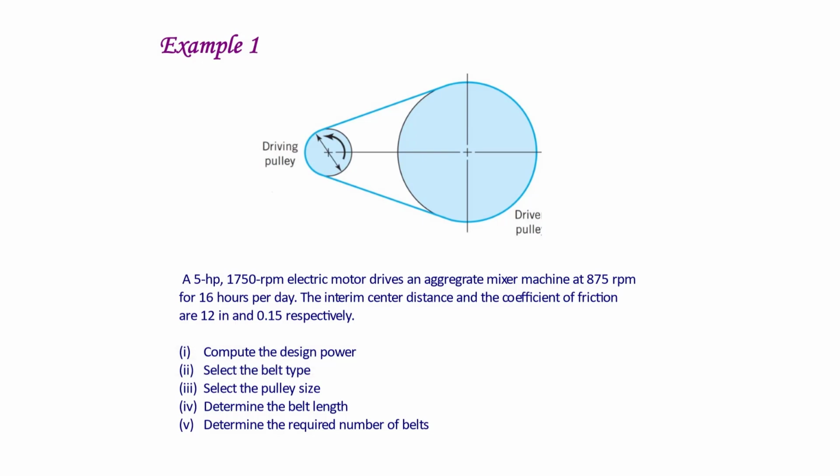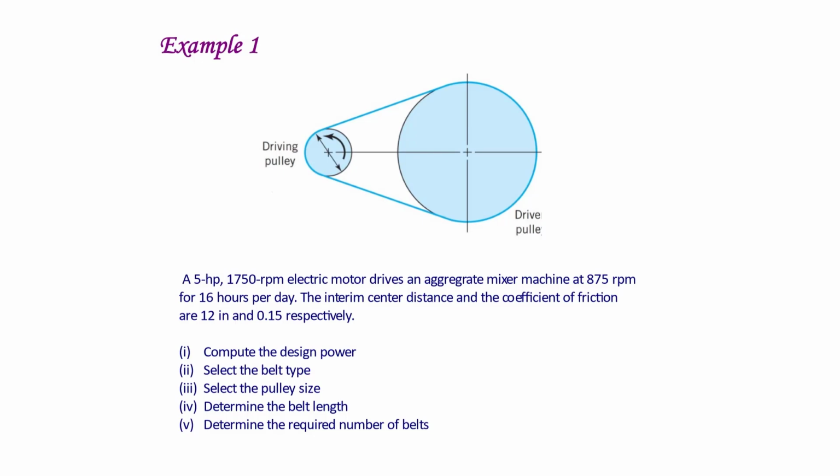The design power HD is not the power shown here. The 5 horsepower is not the design power. The 5 horsepower is the transmitted power, HT. So the transmitted horsepower HT has to be multiplied by certain factors to get our design power HD. The reason for not choosing the transmitted power, which is 5 horsepower in this case, is because the transmitted power is direct from the motor.